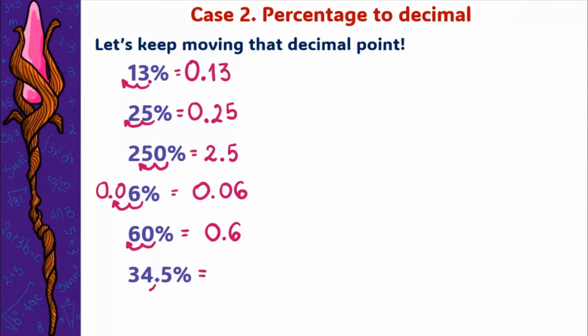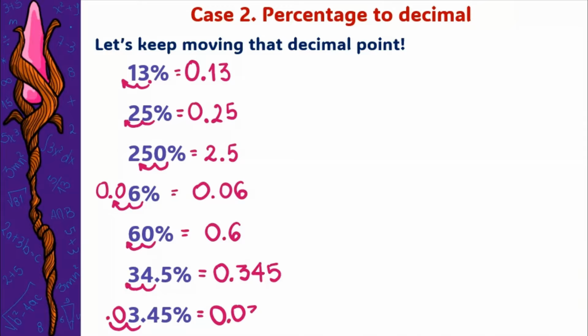Finally, we could have also percentages given as a decimal. So we still move the decimal point two places. So it's going to be 0.345. And finally, the difference when it has just one digit in the whole part. So 1 and 2. Again, we are going to need a 0 to complete the number. So 0.0345.